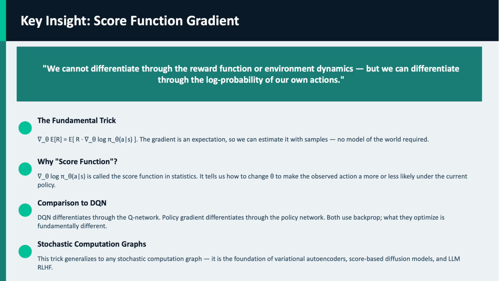The fundamental insight is that even though we can't differentiate through the reward function or the environment, we can differentiate through our own policy. The reward arrives as a scalar signal after the fact; it does not have a gradient we can backpropagate. But the log probability of the action we took, log pi theta of a given s, is a fully differentiable function of theta. The policy gradient theorem tells us we can use this as a surrogate gradient scaled by the return.